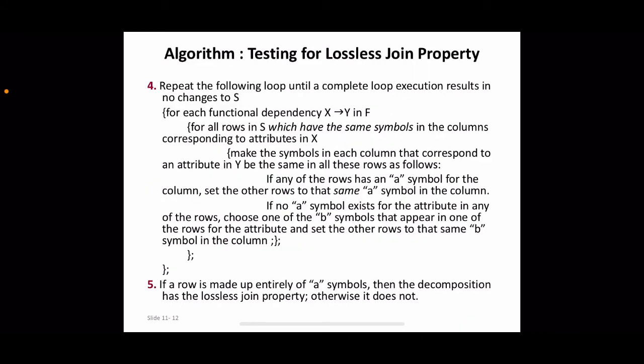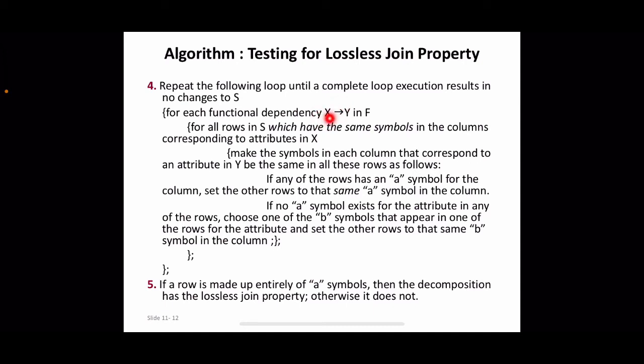Now coming to the next step, repeat the following loop until a complete loop execution results in no changes to S. For each functional dependency X determines Y in F, we take each functional dependency one by one and process the matrix. For all rows in S which have the same symbols in the columns corresponding to the attributes in X, we have to take the X part and take all the rows in the matrix in which X is the same.